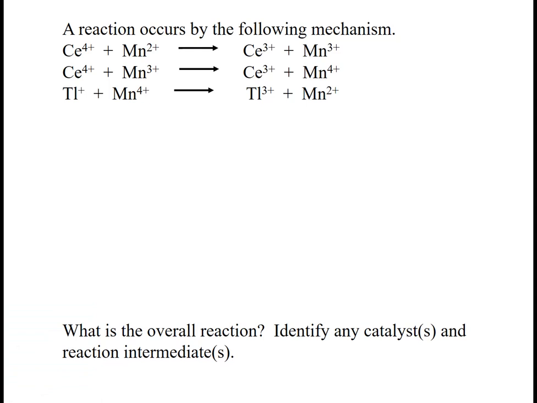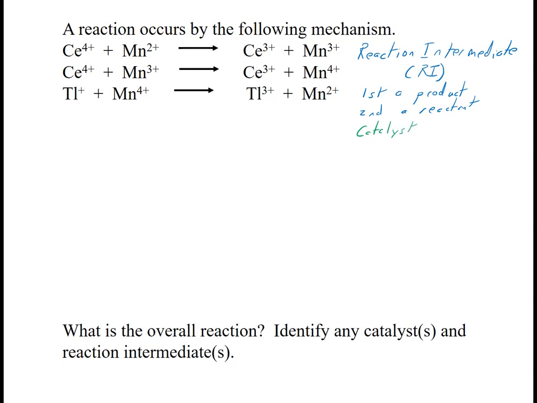Okay, this is the second part of the reaction mechanism videos, and just a little bit of a reminder of what was in the last video. A reaction intermediate, which I abbreviate as RI, is first a product and second a reactant. And to change colors here so it doesn't get confused, a catalyst is first a reactant and second a product.